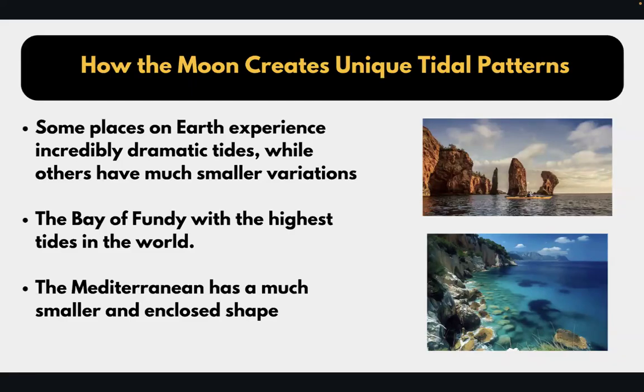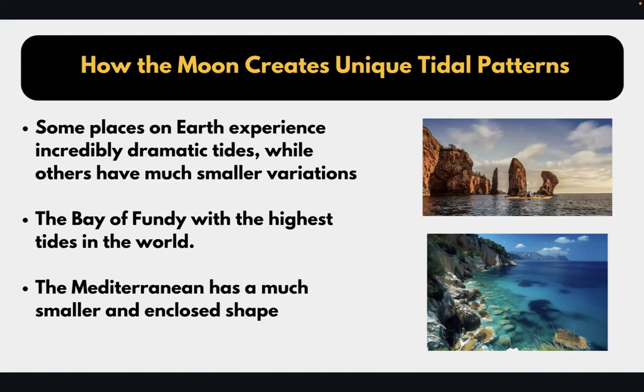So let's talk about how the moon creates unique tidal patterns. The moon's gravitational pull doesn't create a uniform tidal effect everywhere on Earth. Instead, the tides form different patterns depending on several factors, such as the shape of the coastline, the depth of the ocean, and the Earth's winds. Some places on Earth face incredibly dramatic tides, while others have much smaller variations.